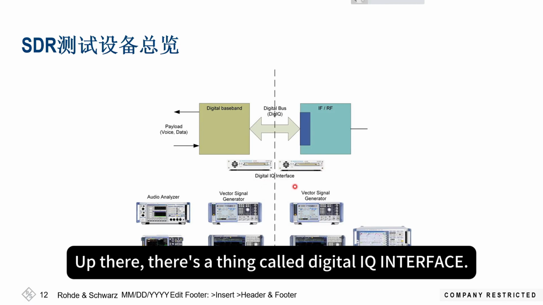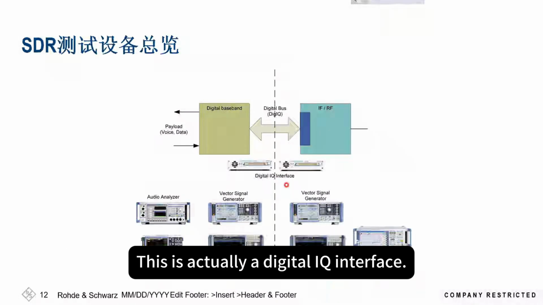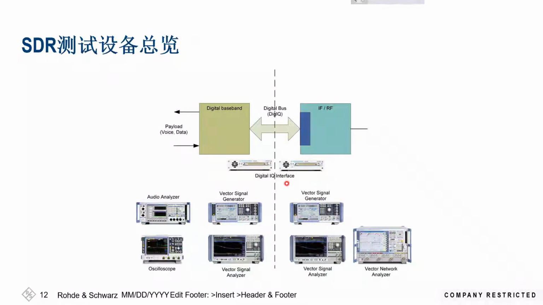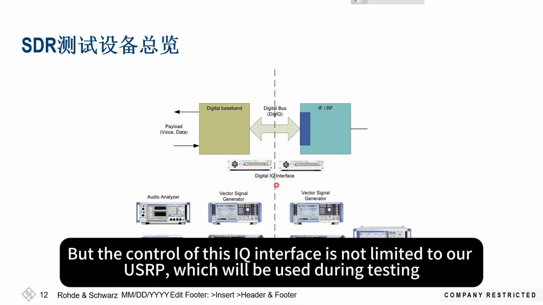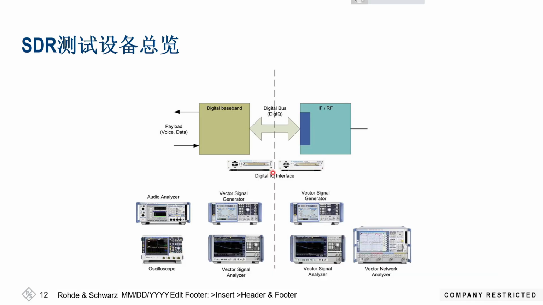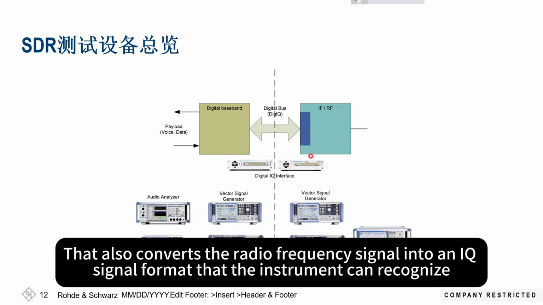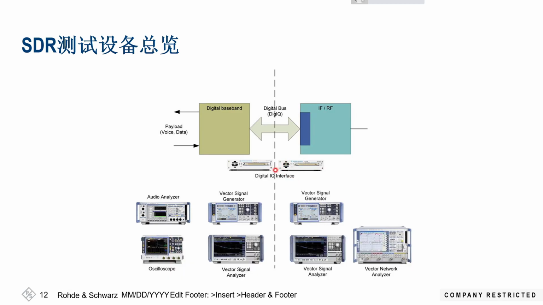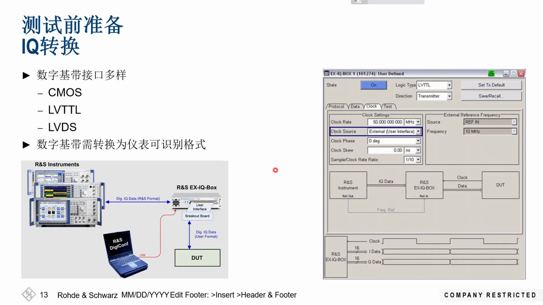Up there, there's a thing called a digital IQ interface. The control of this IQ interface is not limited to our SBRP, which will be used during testing. Many times, between sending and receiving, if it is an IQ signal in the middle, that also converts the radio frequency signal into an IQ signal format that the instrument can recognize. So how does this format work?